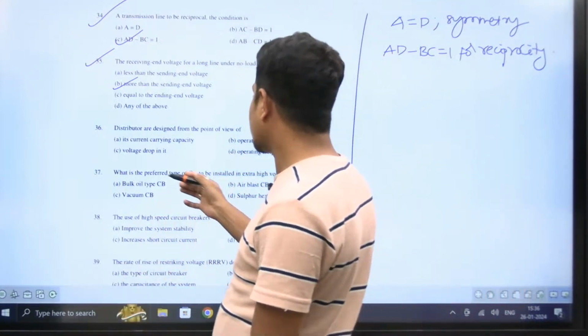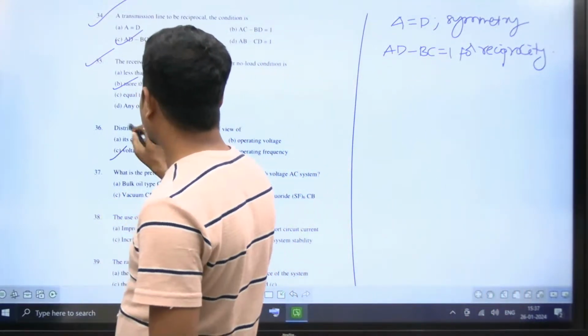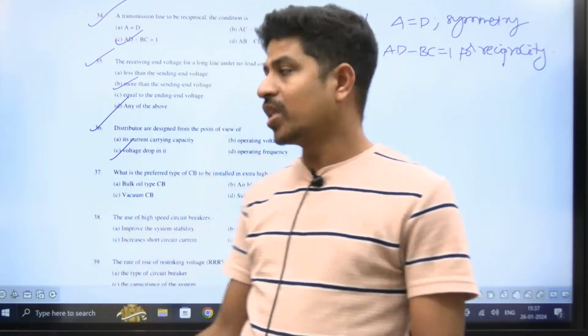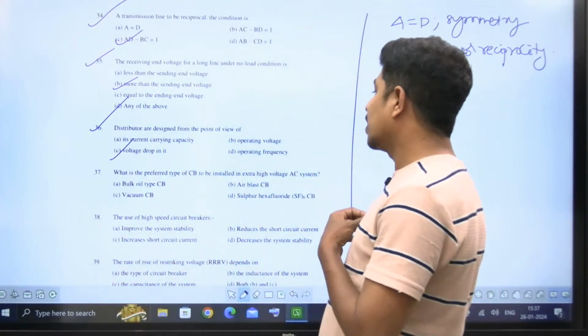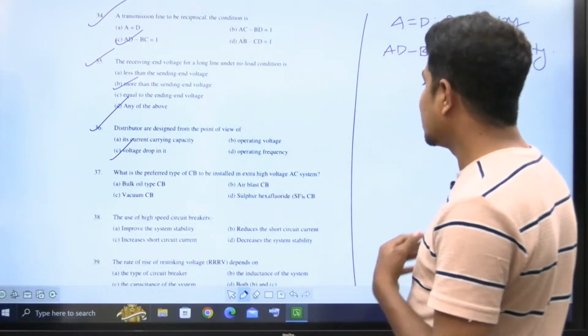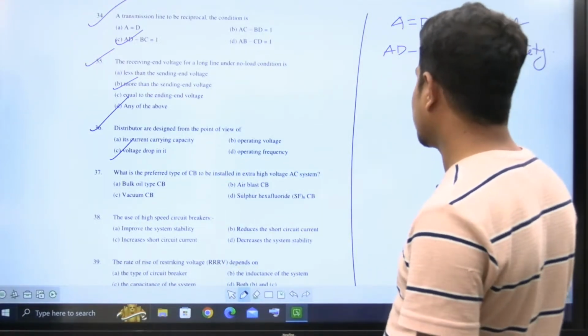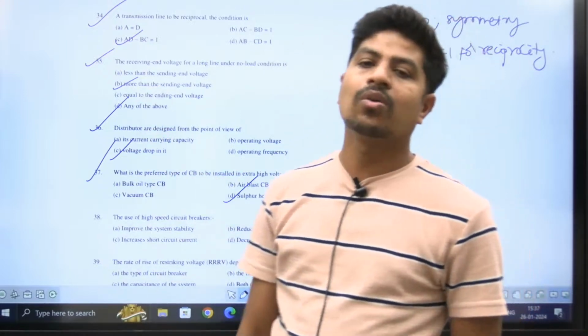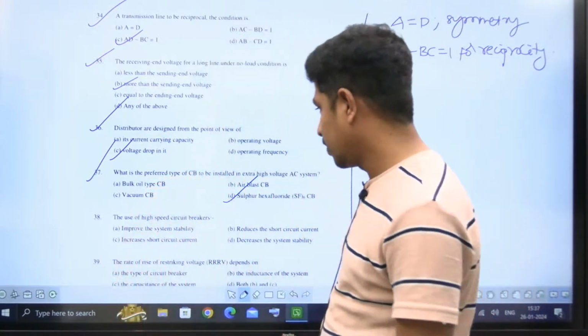Yes, voltage drop in it. We have voltage drop in it, right? So we will keep in mind the voltage drop for a distribution line. Next question: what is the preferred type of circuit breaker to be installed in an extra high voltage system? SF6. If you are going for higher and higher voltages, then we have to go for an SF6 circuit breaker, right?